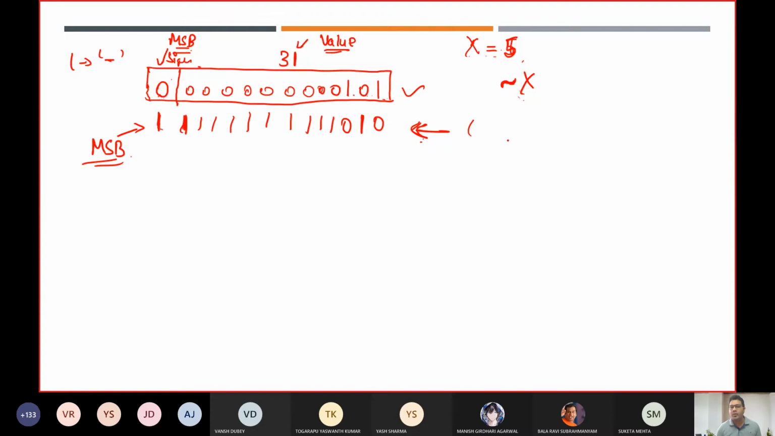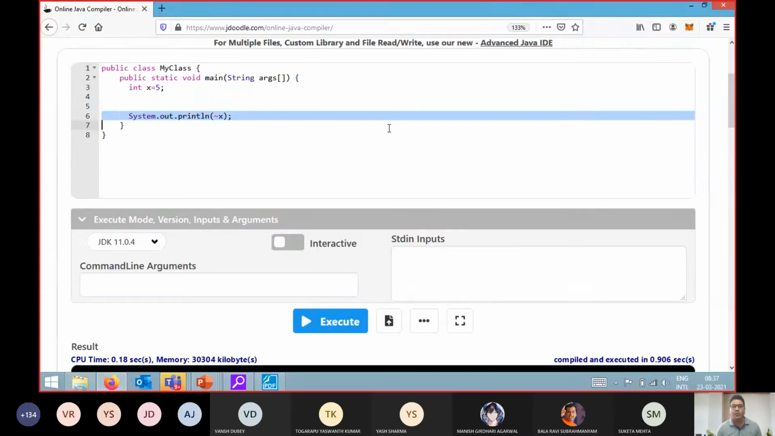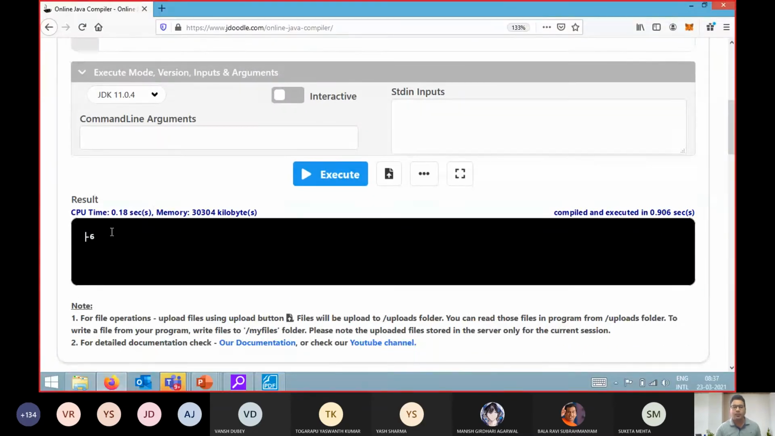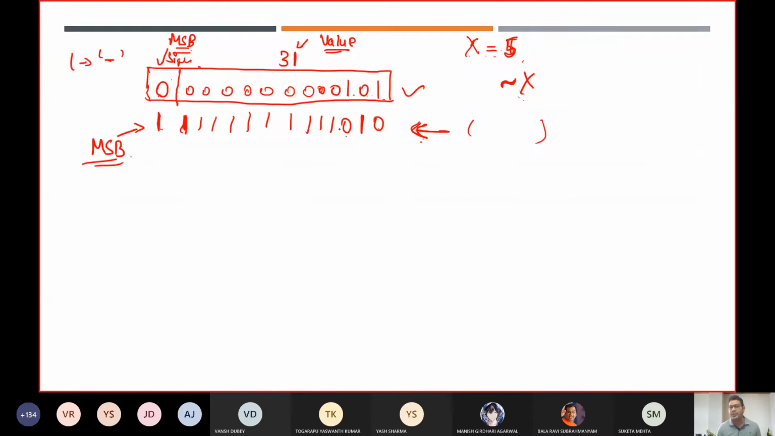Now you have an idea about the entire number system. If you convert this number directly, you won't be able to get -6. For -6, this is not the representation. What I want to tell you is that this is how we store a number at the machine level. As I told you earlier, for a negative number, your machine level code is not equal to your logical code.